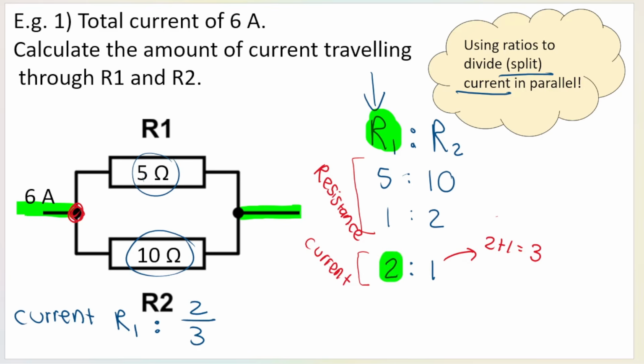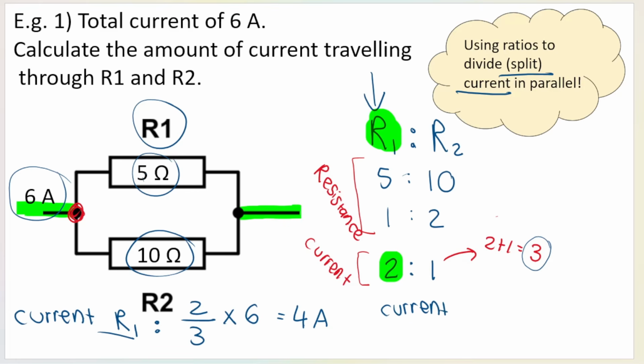over 3. Why over 3? Because the total parts of the ratio is 3. So 2 corresponds to R1, and we're looking for the current in R1. 2 over 3, because the total parts is 3, times the total current, which is 6 amperes. I gave it to you over there. So basically the R1, the 5 ohm resistor, gets 2/3 of the total current. And 2/3 of the total current is 4 amperes. We can do the same thing for the current through R2.